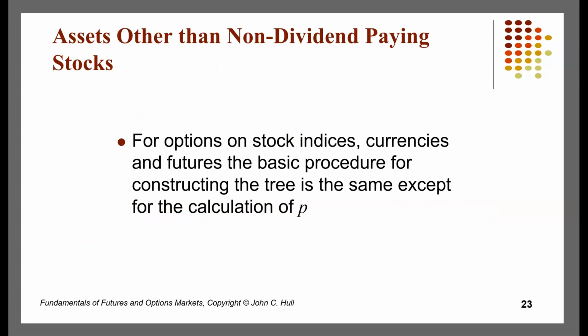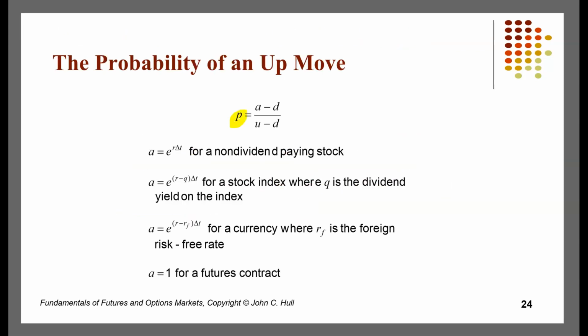Now, the examples that we've been playing with so far assume that there are no dividends paid. So for options on stock indices, currencies, and futures, the basic procedure of constructing the tree is the same, except for the calculation of the probability. That probability, P, is going to be equal to A minus D divided by U minus D. A is essentially equal to what we've played with, the future value of $1 for non-dividend paying stocks, so that's fine.